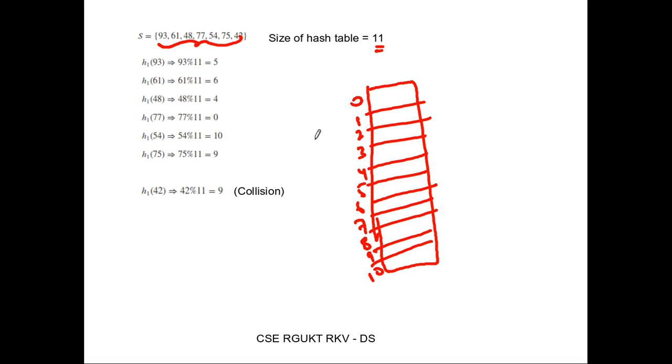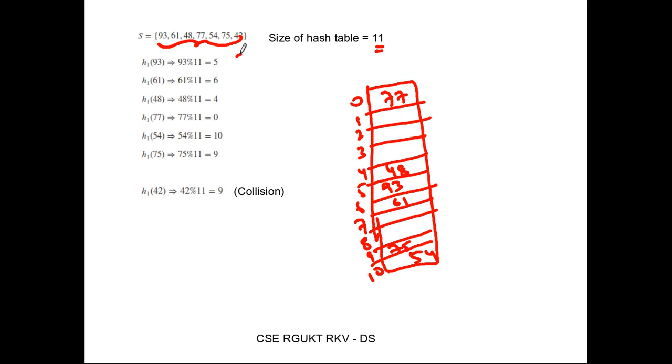So 93 mod 11 is 5, so 93 gets stored here. Next, element 61 mod 11 is 6, so at index 6, 61 gets stored. Then 48 mod 11 is 4, so 48 gets stored in index 4. Then 77 mod 11 is 0, so at the 0th index 77 gets stored. Then 54 mod 11 is 10, so at the 10th index 54 gets stored. Next, 75 mod 11 is 9, so 75 gets stored here.